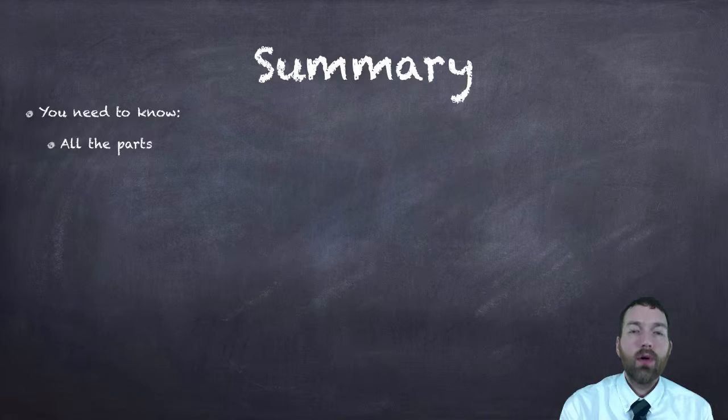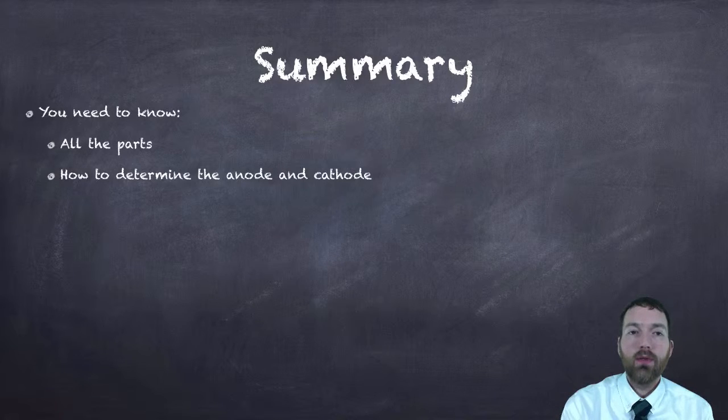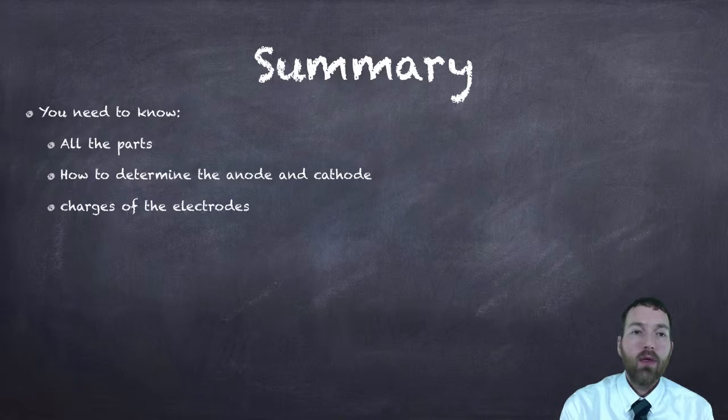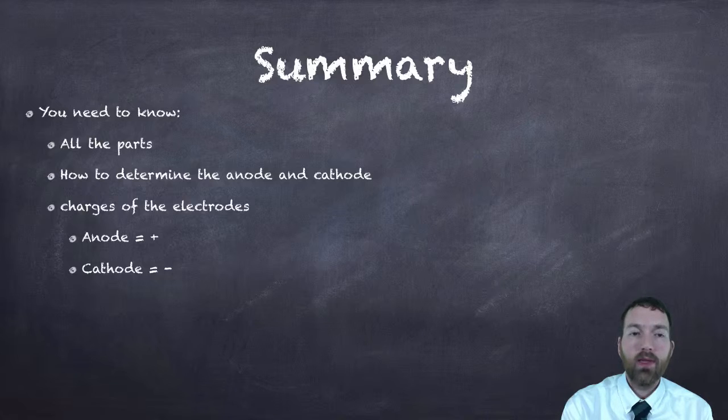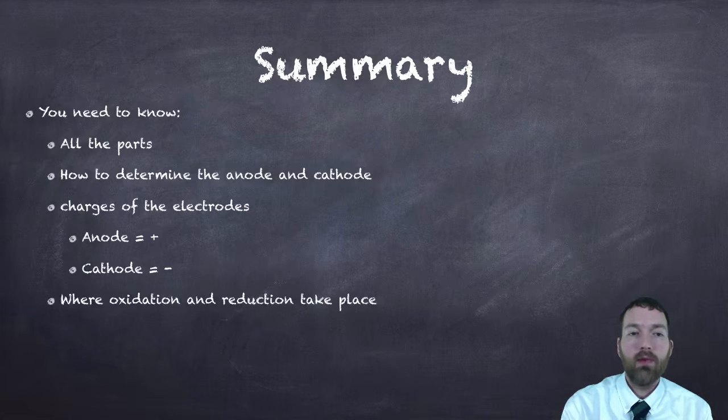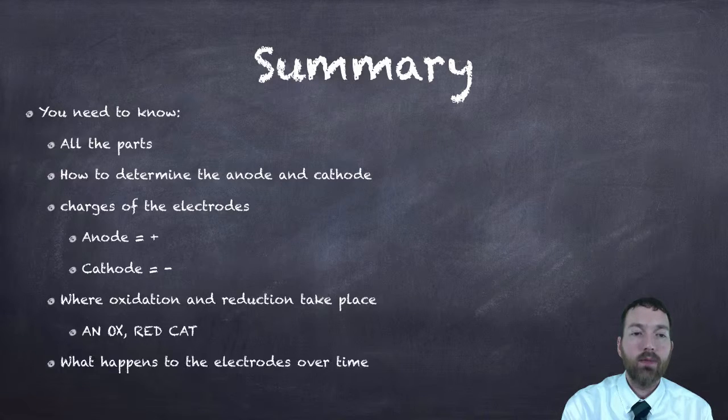So you need to know all the parts of an electrolytic cell. You need to be able to determine the anode from the cathode, the charges of the electrodes. Remember, the anode is positive because it's attached to the positive end of the battery, and the cathode, or the object that we're plating, is negative because it's attached to the negative end of the battery. You also need to know where oxidation and reduction take place. If we remember our phrase, an ox, red cat, it's still the same for both types of cells, so that's helpful.